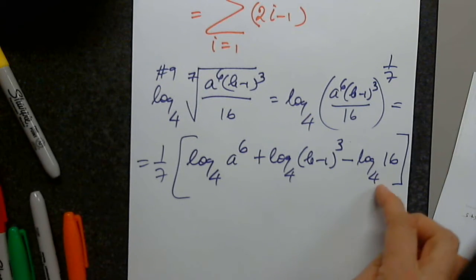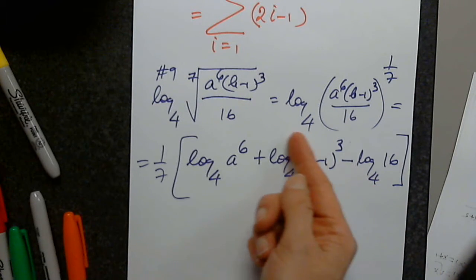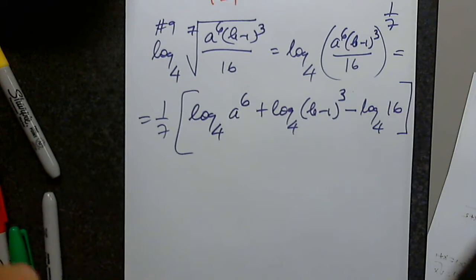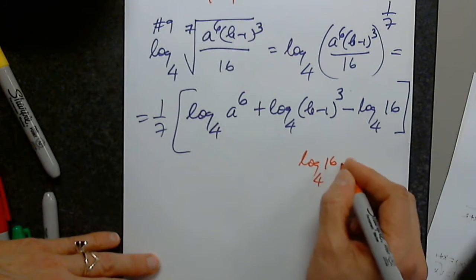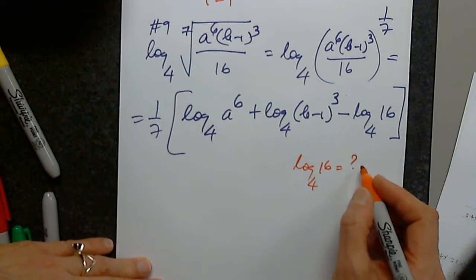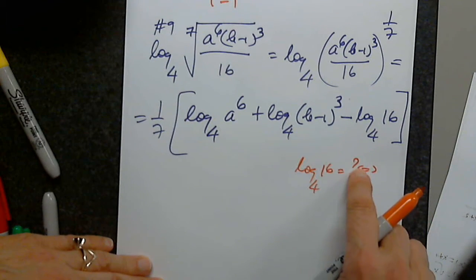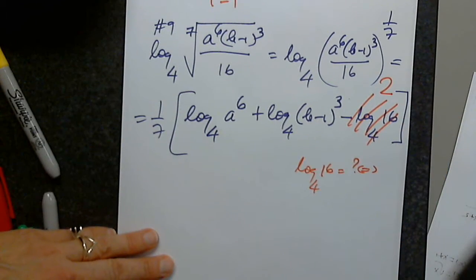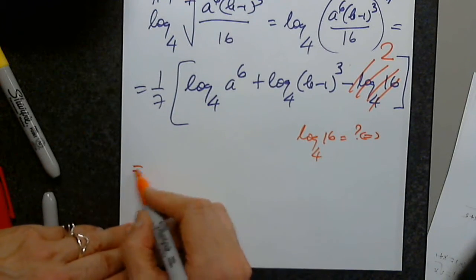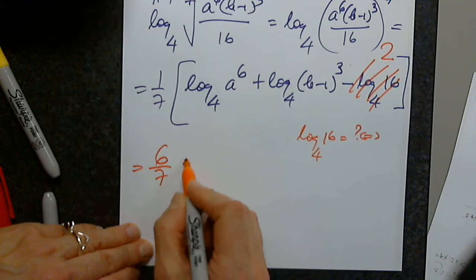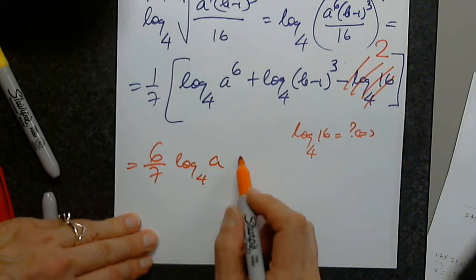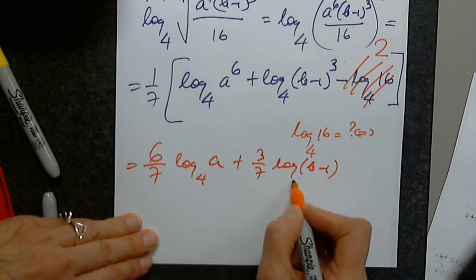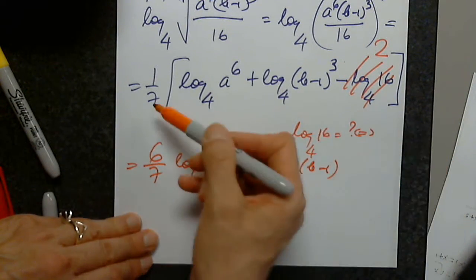And now I have to simplify this because I can, and then bring 3 in front, then bring 6 in front, and then distribute 1 over 7. So remember, log base 4 of 16 is a number. And this is equivalent to 4 raised to which power is 16? Right. So all this will be replaced by 2. So 1 over 7 with 6, 6 over 7 log base 4 of a, plus I bring 3 in front, multiply by that, log base 4 of b minus 1, and then minus 2 times 1 over 7.